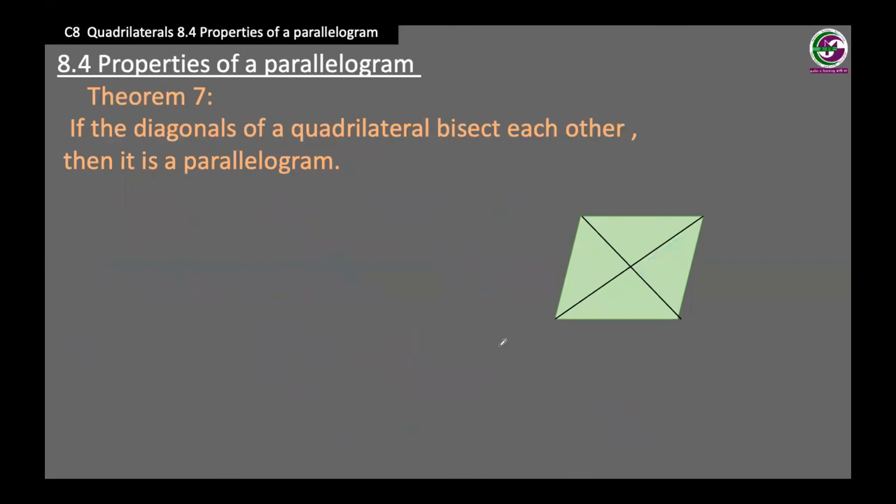Moving on to theorem 7. If the diagonals of a quadrilateral bisect each other, then it is a parallelogram. Bisect each other, which means these two are equal and these two are equal, which means these two triangles are congruent by side angle side. We have proved such situations many times. So these two triangles are congruent, which shows that these two sides are equal. So we get A, B, C, D. We can directly write triangle AOB is congruent to triangle COD by SAS.